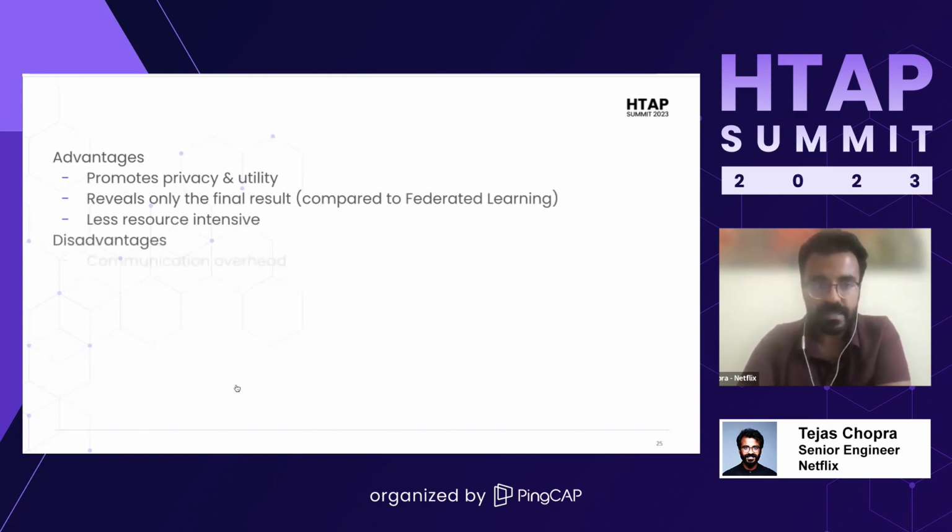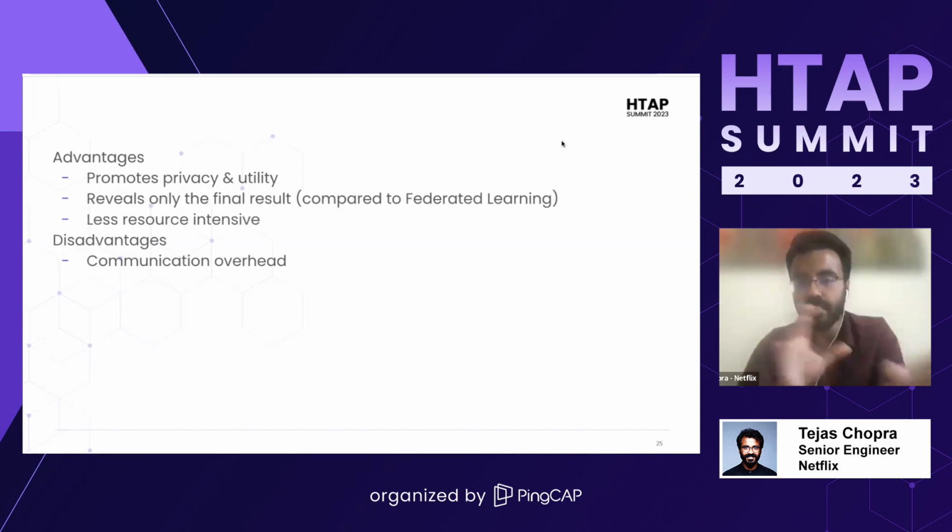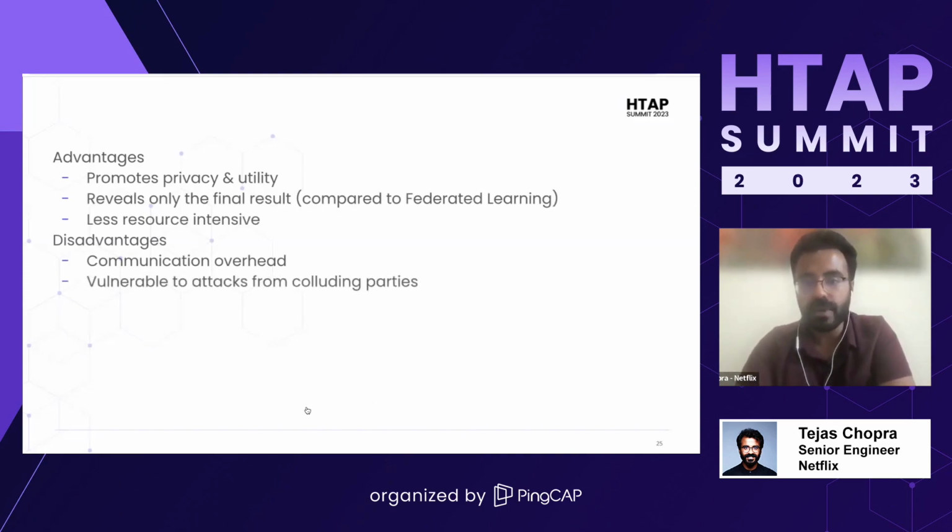However, there are disadvantages. There is a lot of communication overhead because every node needs to talk to many nodes here. And it is vulnerable to attacks from colluding parties, because many of the nodes can actually just say that they have the wrong secret. It requires that some number of nodes be honest for secure multi-party computation to work.